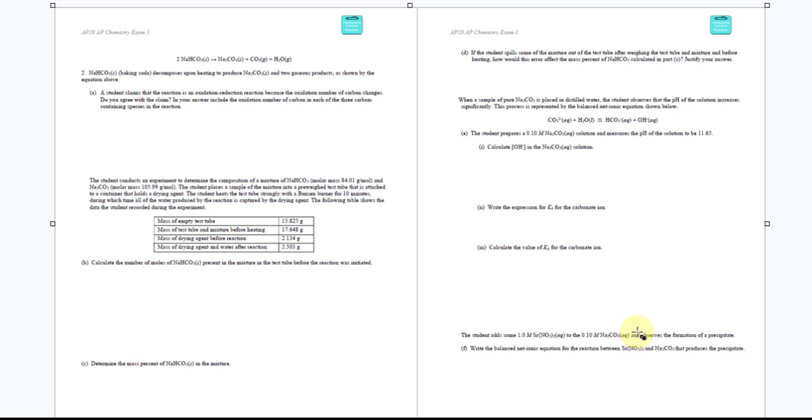On to question number 2 of this FRQ. I have it set up as 2 pages. As you can see, we've got A through F for the 10 points for this question number 2. Probably on an AP exam, this would span at least 4 pages, so you'd have a lot more room to write on these things.